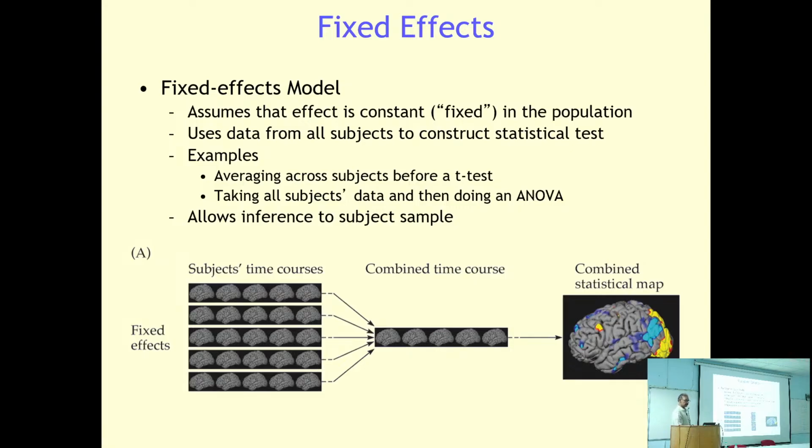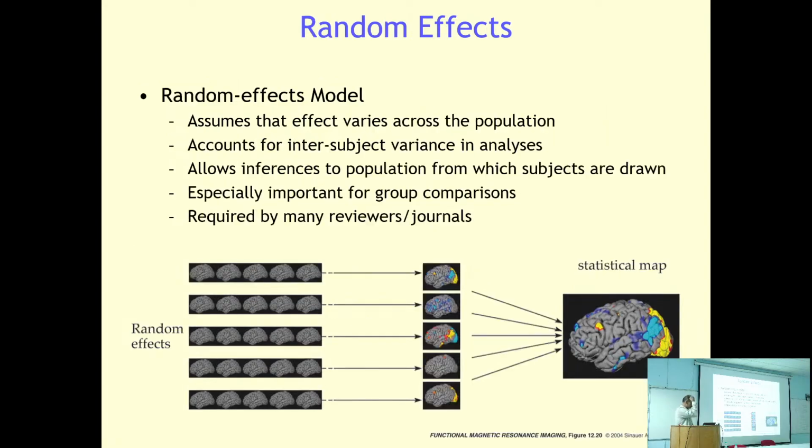In random effect, you assume that the effect varies across the population. It accounts for inter-subject variance in the analysis. It also allows inferences to the population from which subjects are drawn, which is especially important for group comparison. So in random effect, you find the activation map corresponding to each subject, and then, based on the number of subjects that you have, you get the same number of activation maps, and then you do your statistical comparison. So is there any difference between the fixed effect and random effects?